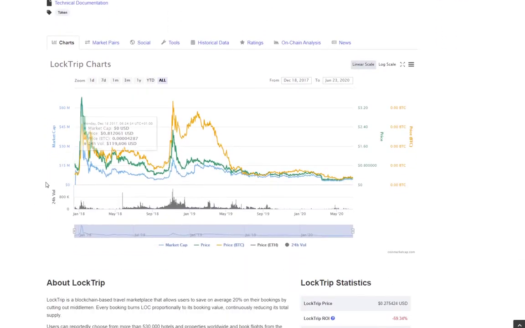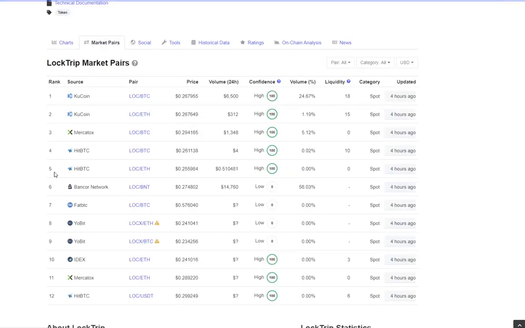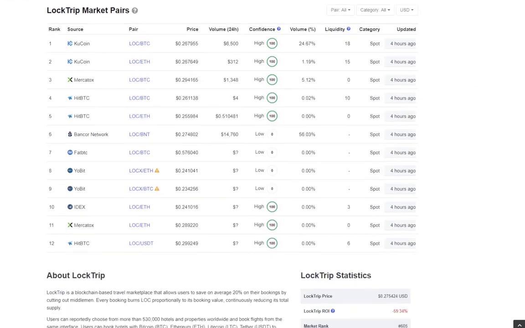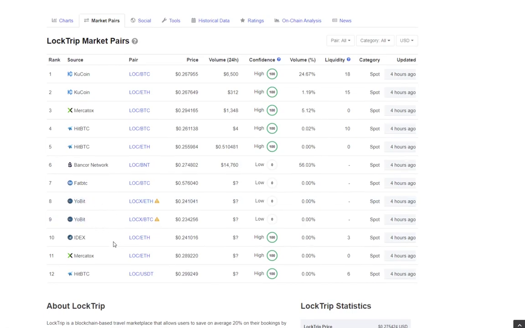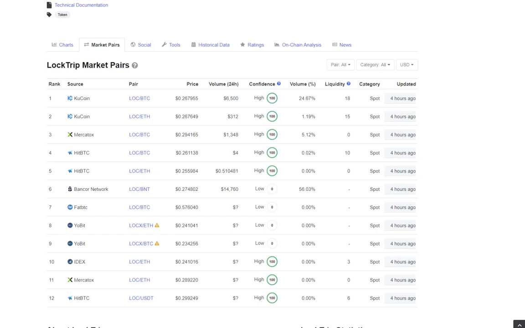Scrolling down, we can see the charts. Just have a quick look at the market pairs. So it is on KuCoin, which is a big exchange. It's on Mercatox, HitBTC, and Banco Network. The rest of them are getting no volume. Yobit is a horrible exchange. Hopefully they're not on there still, or if they are, then they should remove themselves.